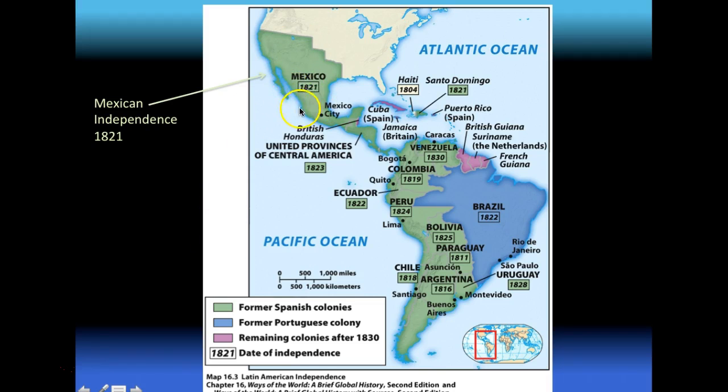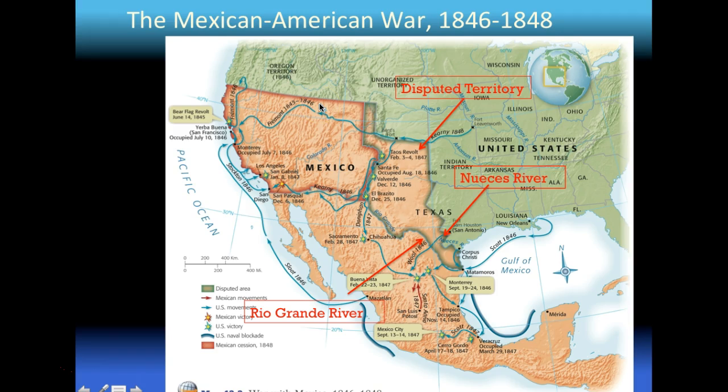So Mexico gained independence in 1821, and let's take a look at this territory. It goes all the way down and all the way into, halfway into the United States, halfway into Texas, and all the way up above California. Okay, so now we're going to talk about the Mexican-American War. It lasted a couple years, and these territories that you see demarcated here are really important to note. The United States said that they owned territory all the way to the Rio Grande River, which is right down here, the Rio Grande.